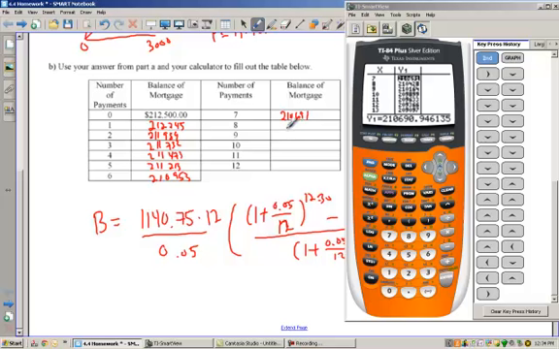Okay, so at 7 I have 210,691, 210,428, and 210,164, 209,899, 209,633, and finally 209,366.